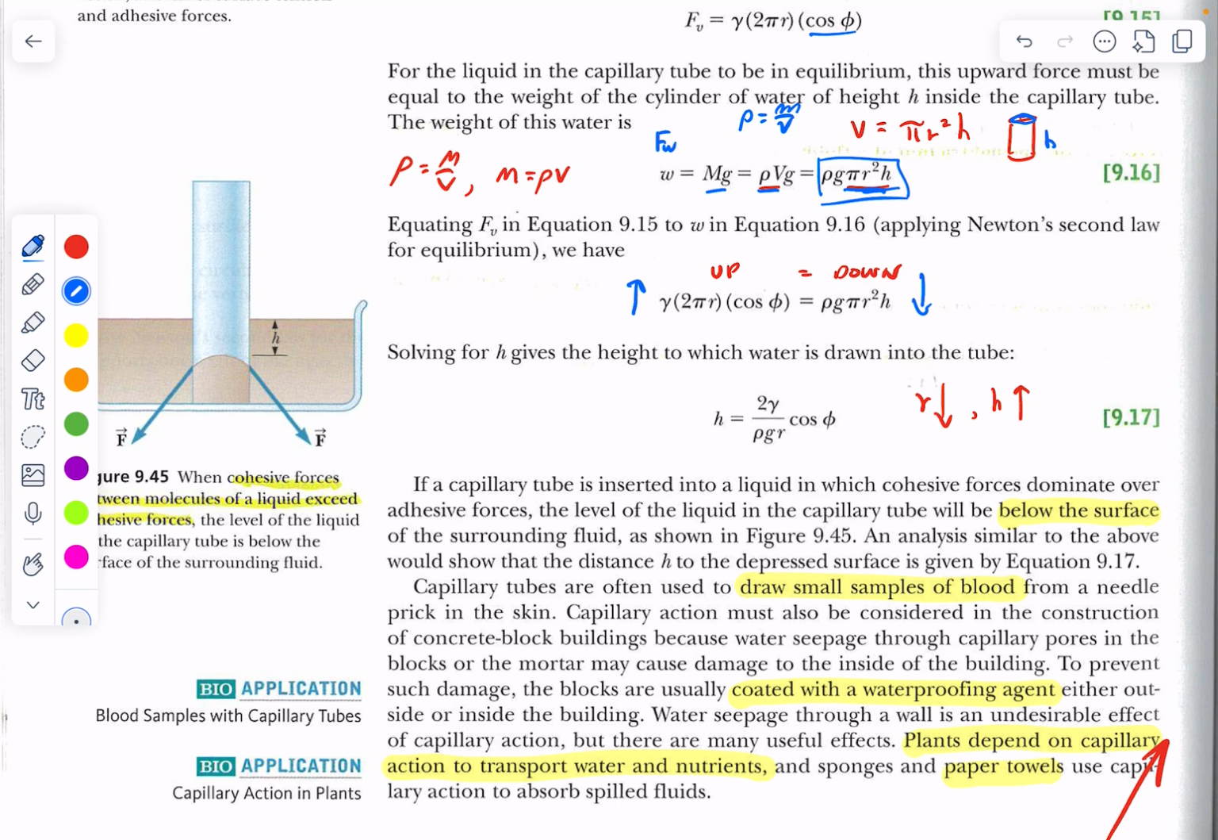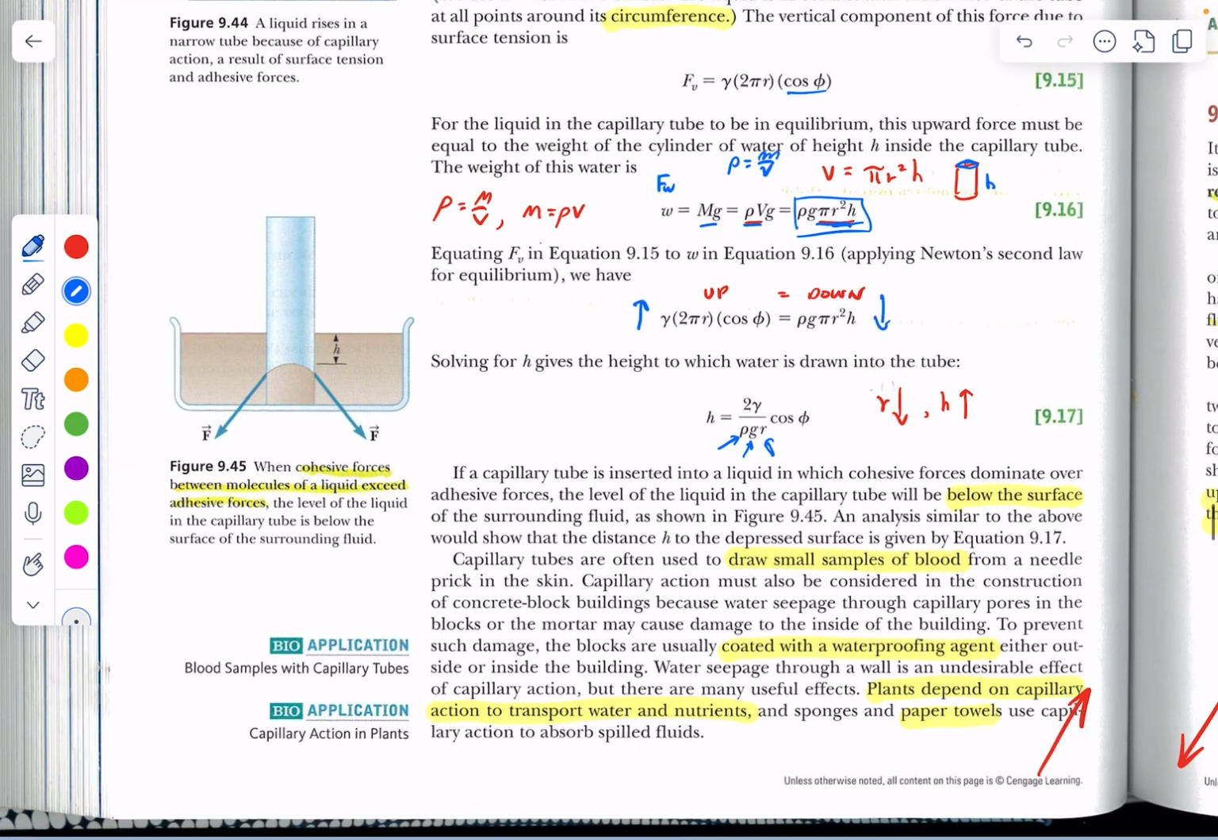And of course, that's going to depend upon a lot of things. It's going to depend upon the density of the fluid. It's going to depend upon the acceleration due to gravity, which on the surface of the Earth is pretty constant. It's going to be concerned with the radius of that capillary, all of these things. And we can, of course, look up these constants on a table.